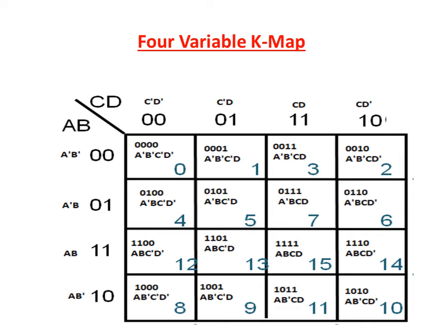This is the 4 variable K-map. 2 power 4 is equal to 16. So 16 cells are there in the 4 variable K-map. Here the representations, 2 variables are represented in row and column. Here AB and here CD. The equivalent variables and min terms are represented in each cell.